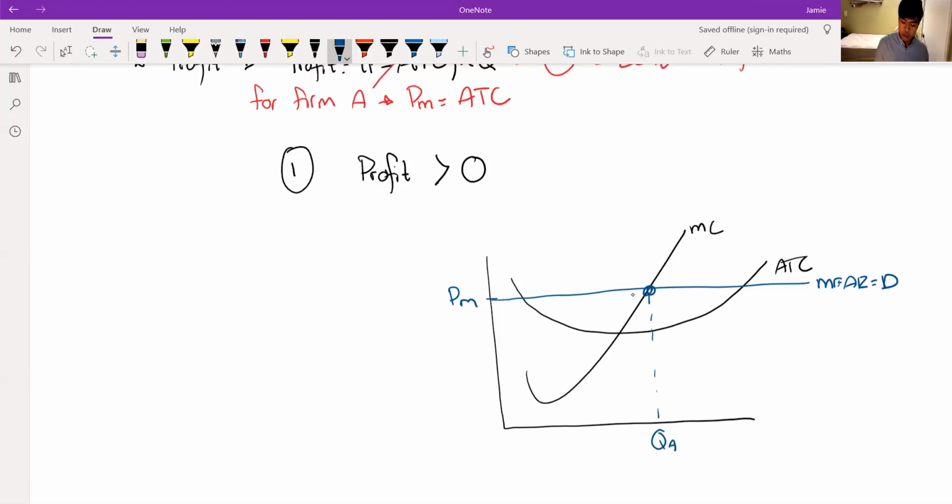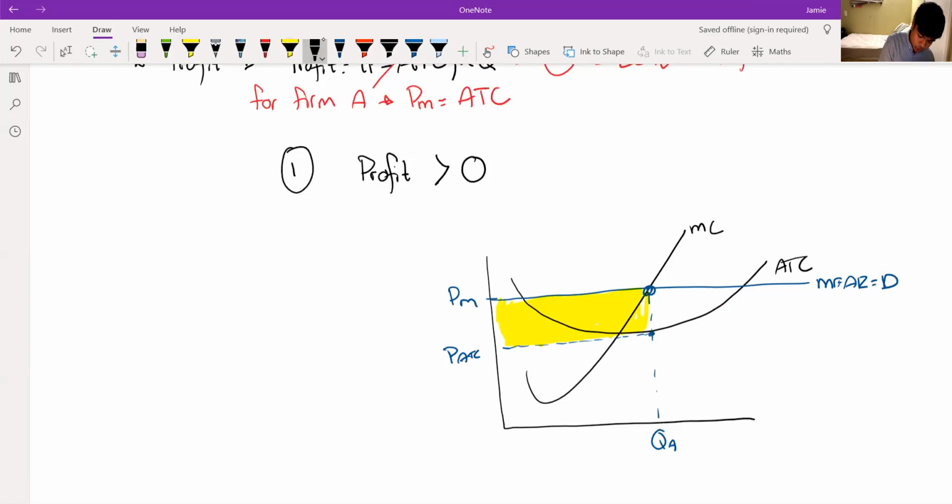And why is that a profit? Because at QA, the average total cost is right around here. So it's called a PATC. And because that difference between market price and ATC is positive, we are going to get economic profit. Illustratively, that would be this area between those 2 points up until QA. Right? Price minus average total cost times quantity is profit. So that would be this shaded region.